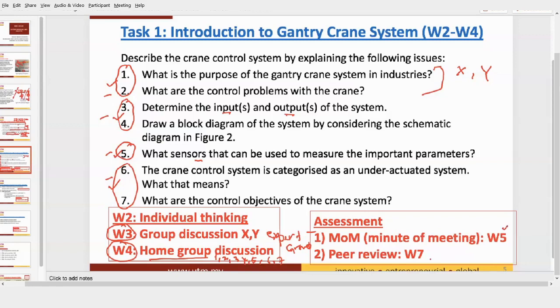You will write this maybe later, maybe in week 7 or week 8. I will give the link for peer review within your groups. So we give you later. Okay, so this is a simple minute of meeting and also the peer review. The rubrics will also be given. I will put them on the e-learning, so you know what things you need to report.